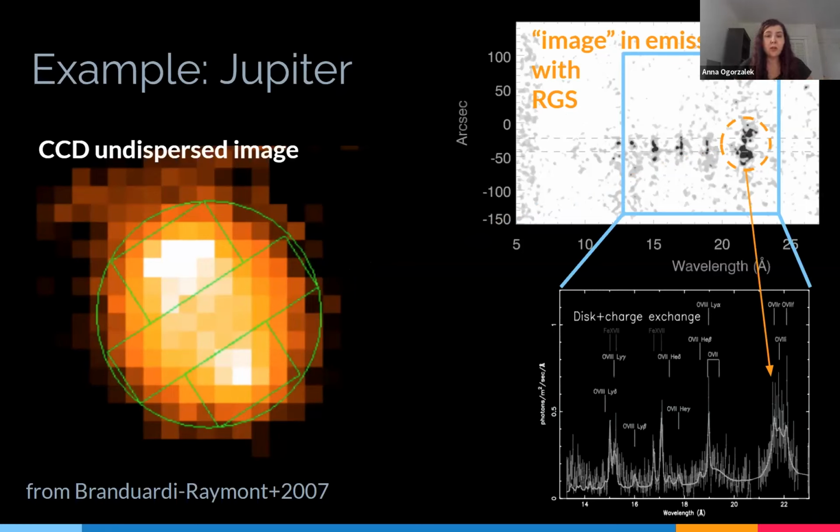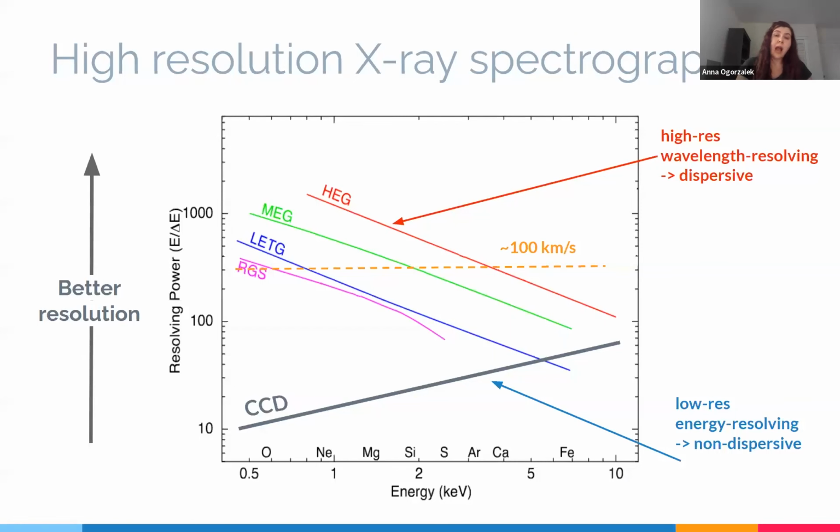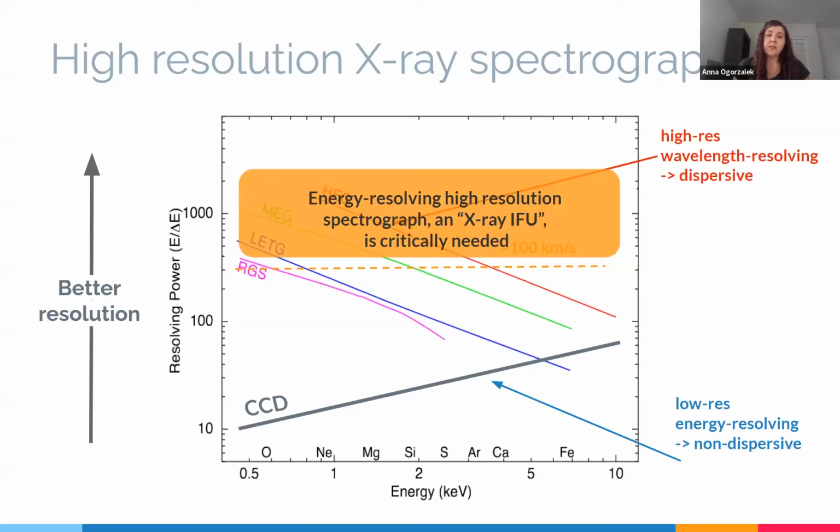Neither the supernova nor Jupiter have strong continuum emission, but many other sources like galaxies and galaxy clusters do, which makes using dispersive gratings to do spectroscopy almost impossible. So coming back to our landscape of X-ray spectrographs, we truly need an energy resolving spectrograph. You can think of it as an X-ray IFU, where each pixel provides a high resolution spectrum.